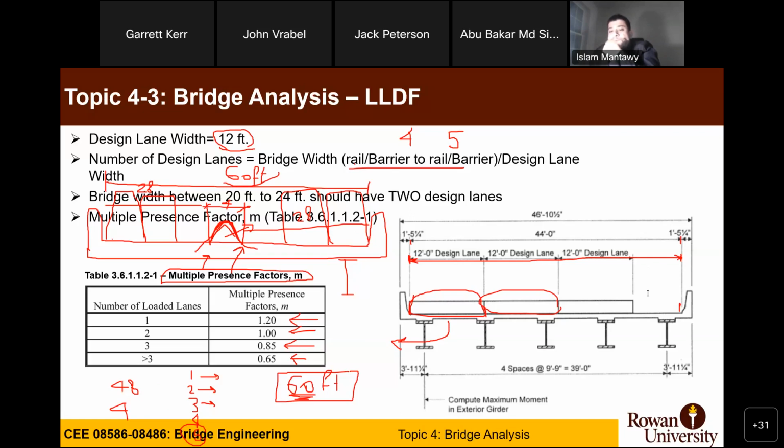Go ahead, Hamdi. I want to ask, if we have this case for lane, what about the presence factor? Is it going to be 2 per each direction or 0.65? For what you say, you put 2 here and 2 lanes per each direction. Yeah, so you will do 3 or more, so it's going to be 0.65. Yes. Okay. Thank you.